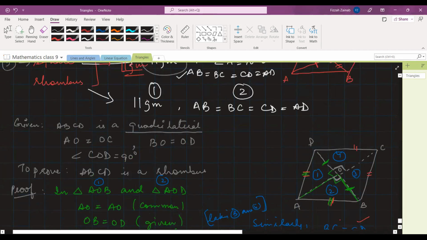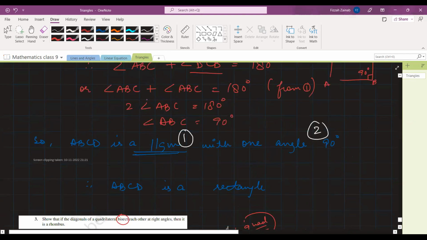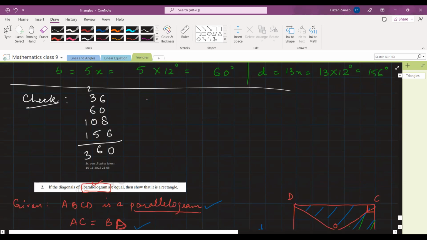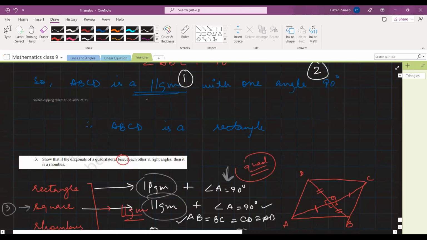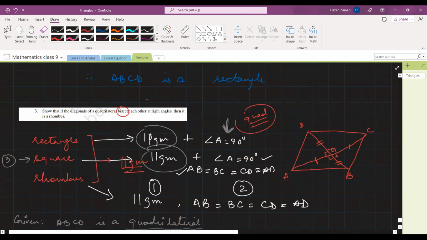We completed up to question number 3, right? Exercise 8.1 we started. The third question we have done: show that if the diagonals of a quadrilateral bisect each other, then it is a parallelogram.